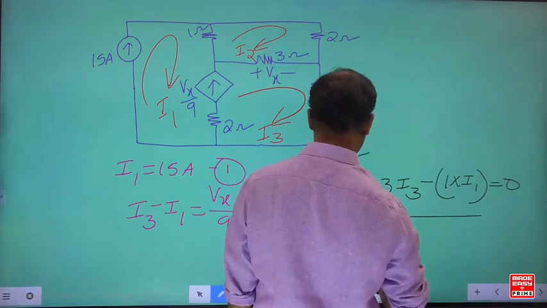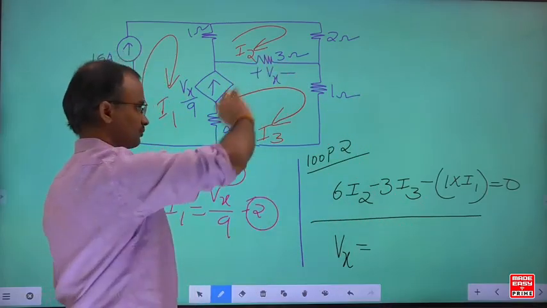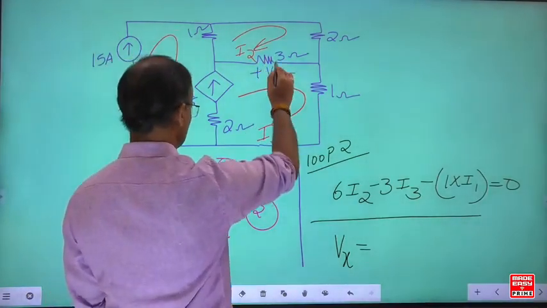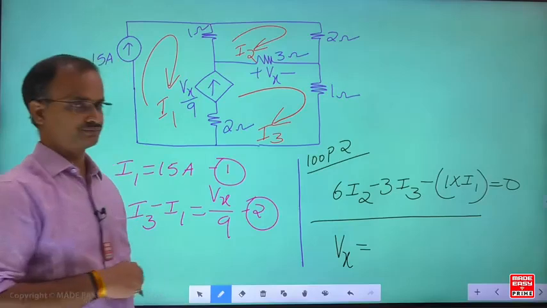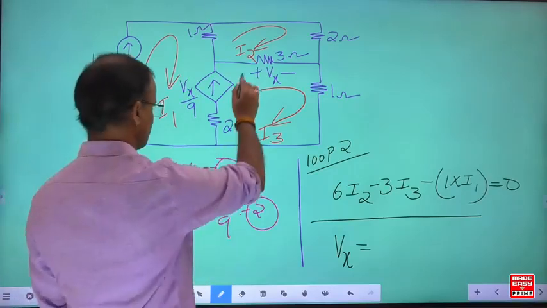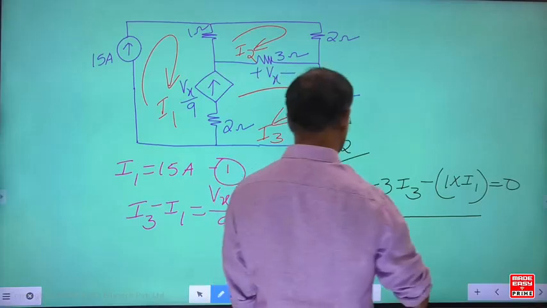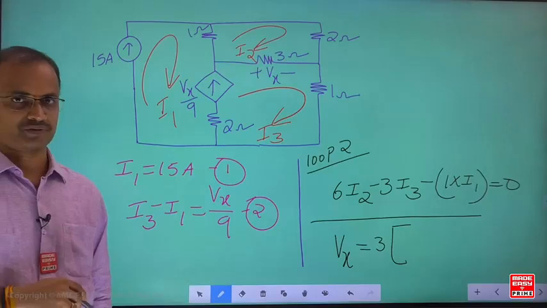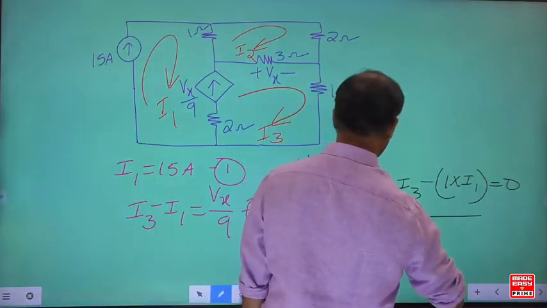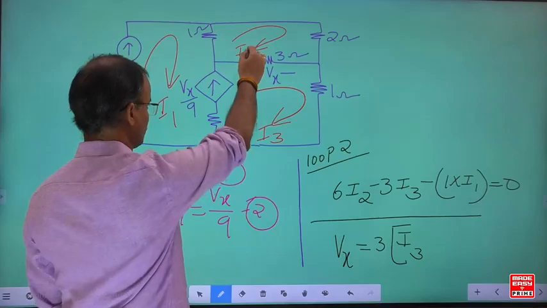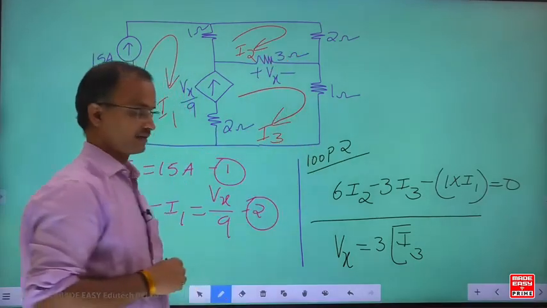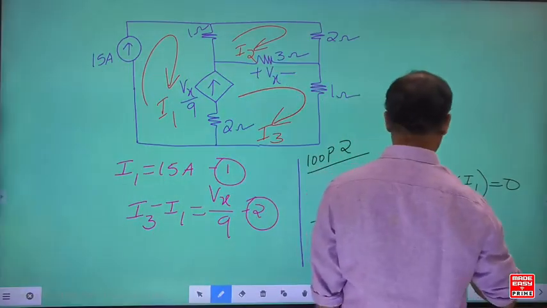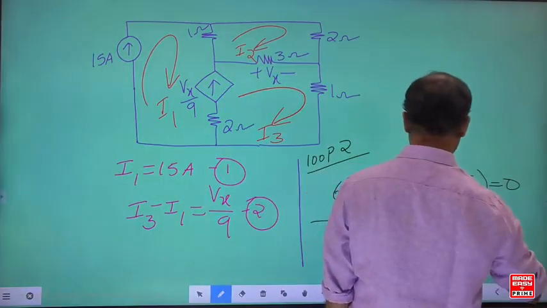Okay. Come to one more point. What else do you need? Vx. Here Vx means the voltage across the 3 ohm resistance. Check: for the 3 ohm resistance, I3 is entering at the positive terminal. When the current enters at the positive terminal, the sign for the current is taken as positive. Now this is the I3. And when the current enters at the negative terminal, the sign for the current is taken as negative. I3 minus I2.